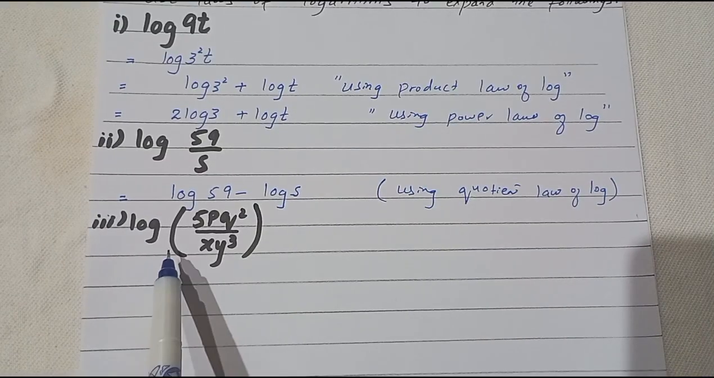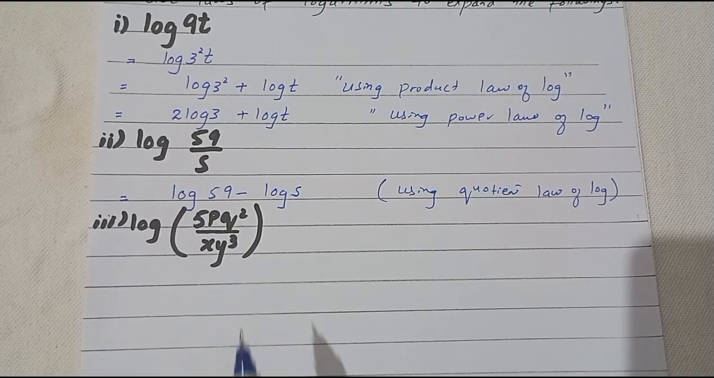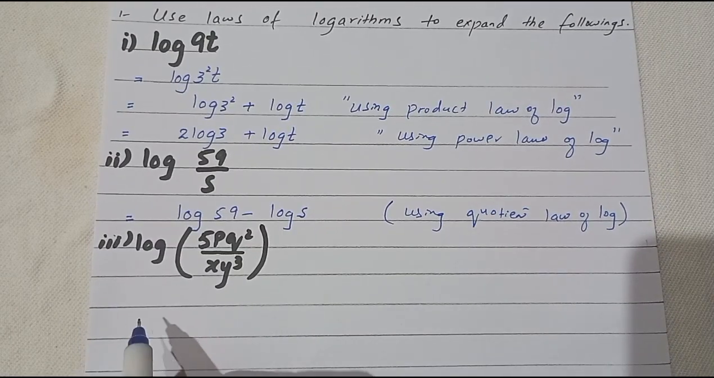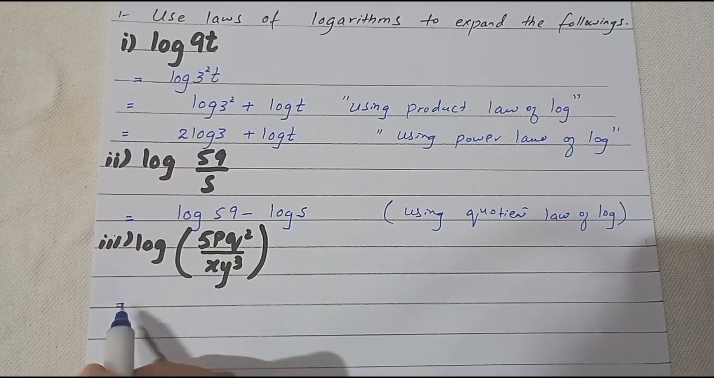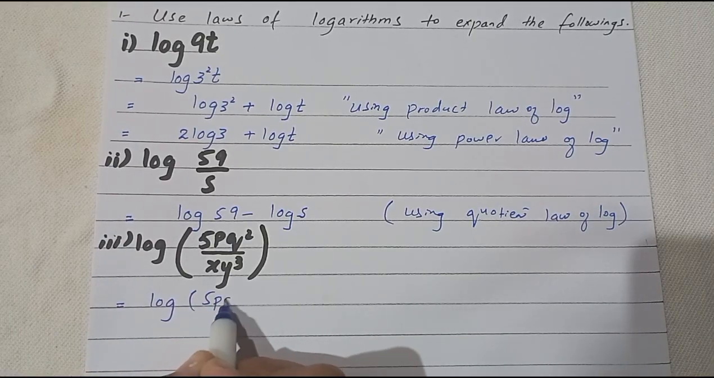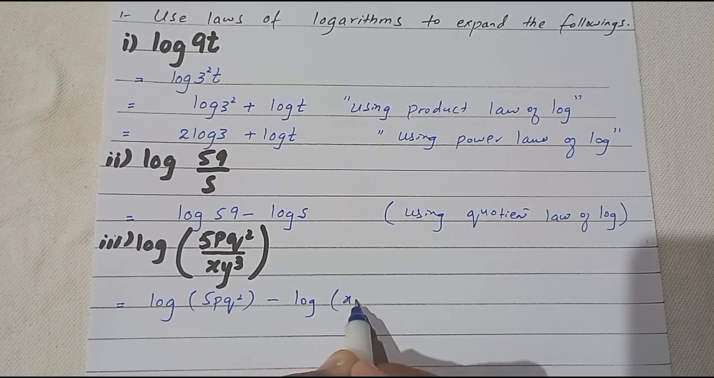Third part is log of 5pq square divided by xy cube. So first, applying quotient law of log, we can write it as log of 5pq square minus log of xy cube.